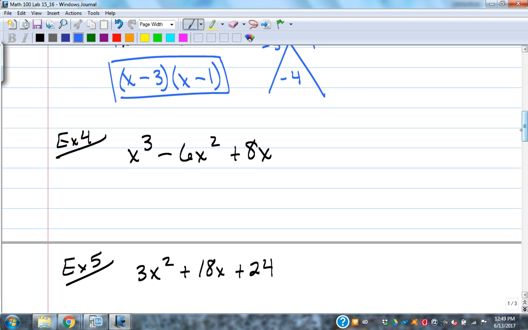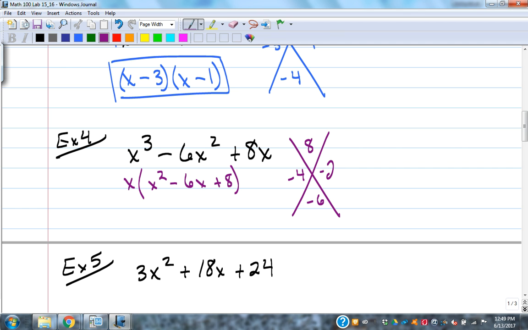Example 4, we've got x to the third minus 6x squared plus 8x. First thing we should look at is we have a GCF of x, leaving x squared minus 6x plus 8. And then we're going to use the x method. So 8 and negative 6, negative 4 and negative 2. It'd be x minus 4, x minus 2, and x. And again, we can do that because there's a 1 in front of x squared. So there's our factored form: x, x minus 4, x minus 2.